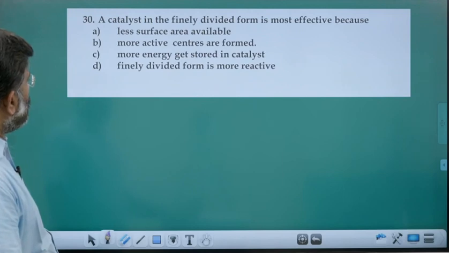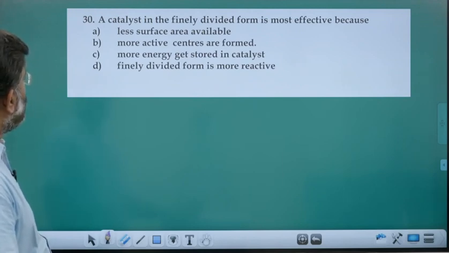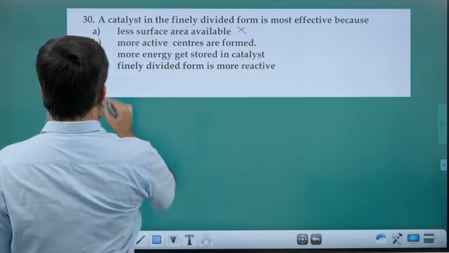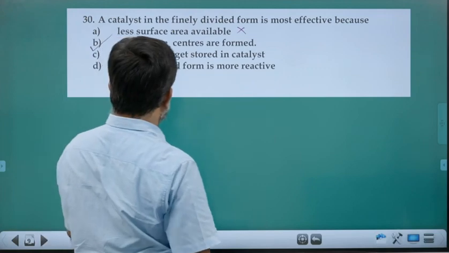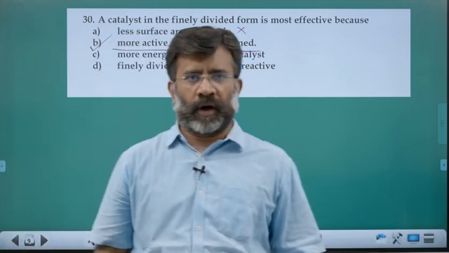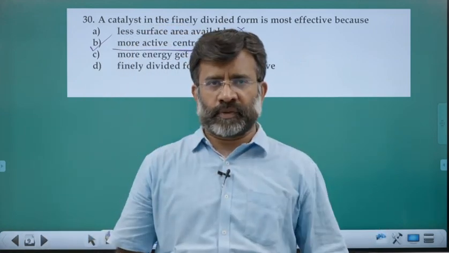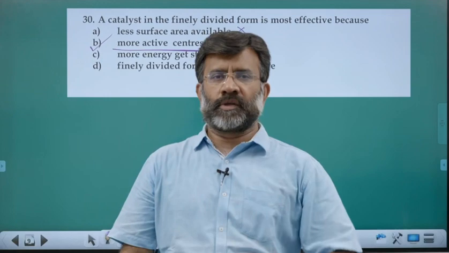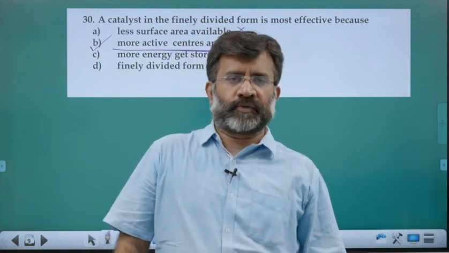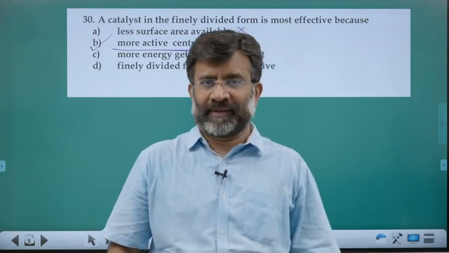A catalyst in the finely divided form is most effective because less surface area is available, wrong. More active centers are formed. That is the correct answer. In the powdered form, there will be greater surface area, more active centers, and more adsorption, and that will enhance the catalytic activity. That's why many times we use catalysts in the powdered form. Okay?